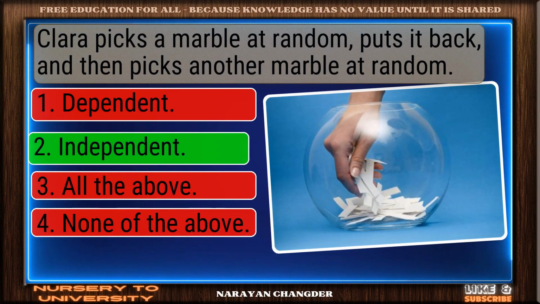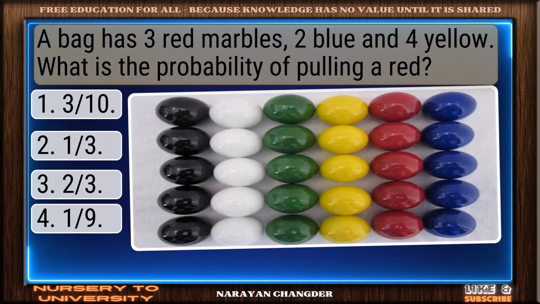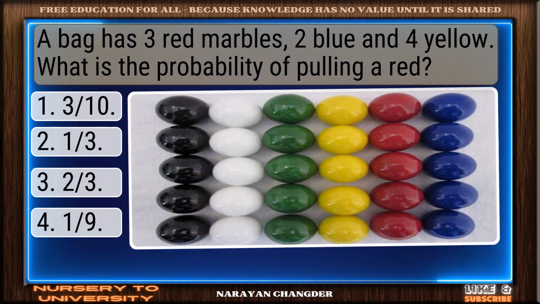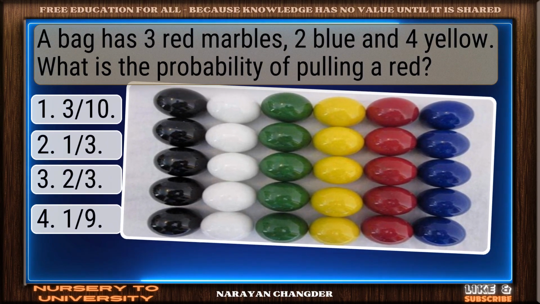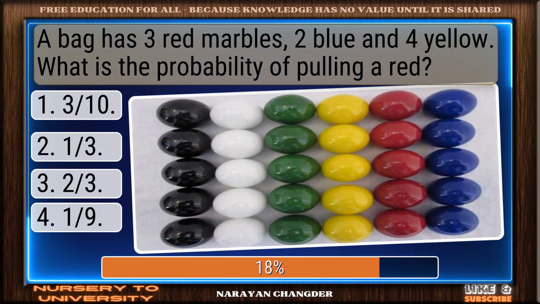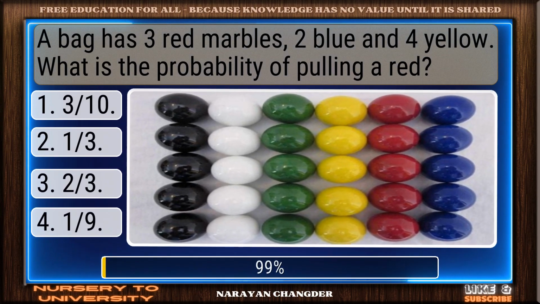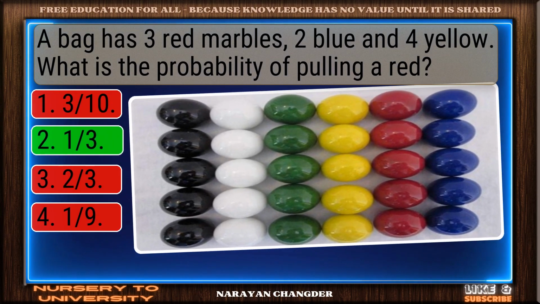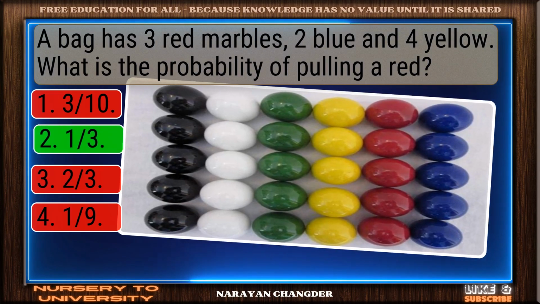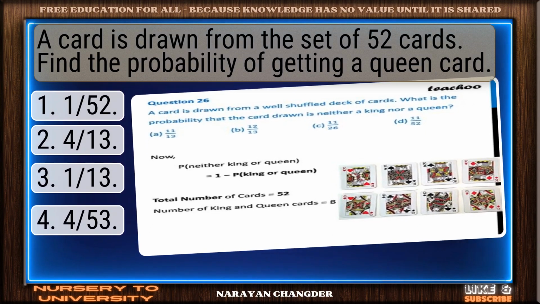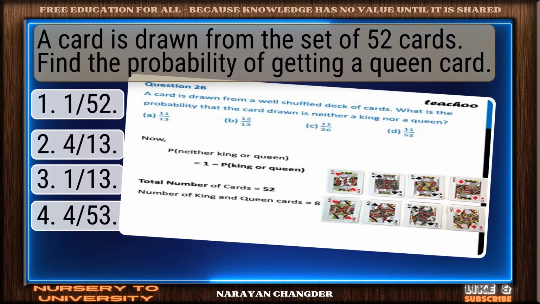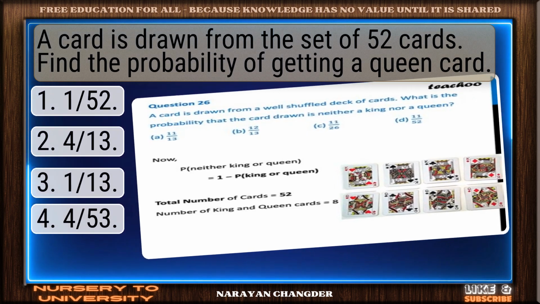Excellent choice. Independent is right. A bag has 3 red marbles, 2 blue and 4 yellow. What is the probability of pulling a red? Excellent. 1/3 is well reasoned. A card is drawn from the set of 52 cards. Find the probability of getting a queen card.